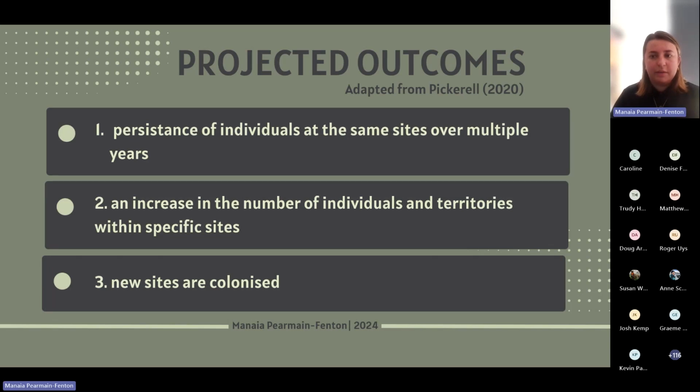If the three projected outcomes shown here, first created by Pickrell's surveys, she started in 2018. I'll explain them a little bit more shortly. If these three outcomes could be met, then the population could be considered to have successfully established outside the eco-sanctuary.